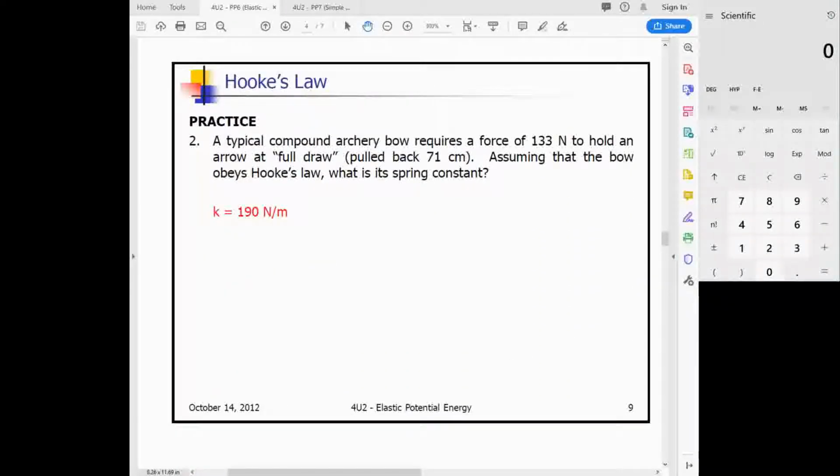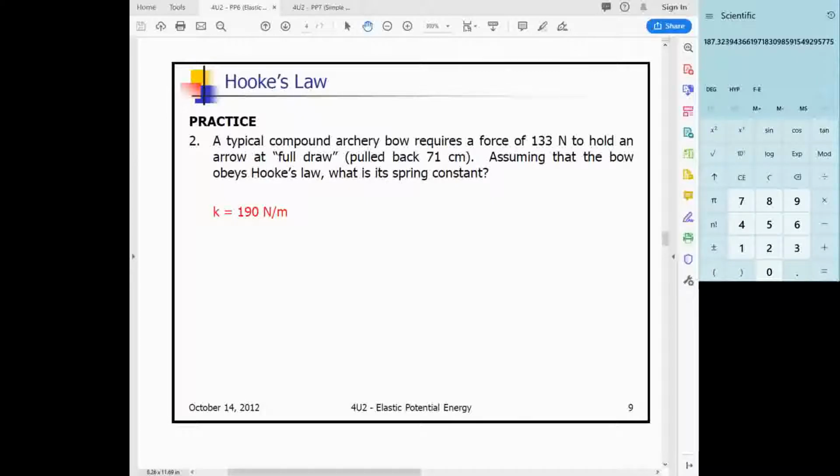So here's a question. We have a bow. We're pulling back on the bow with a force of 133 newtons. And we are asked to find out what is the spring constant of this if the pullback draw is 71 centimeters. Quite often you'll get these questions in centimeters. You'll have to change that to meters. So if this is F equals k delta x, F is 133. To isolate for k, we have to divide this by delta x. So we divide by 0.71.